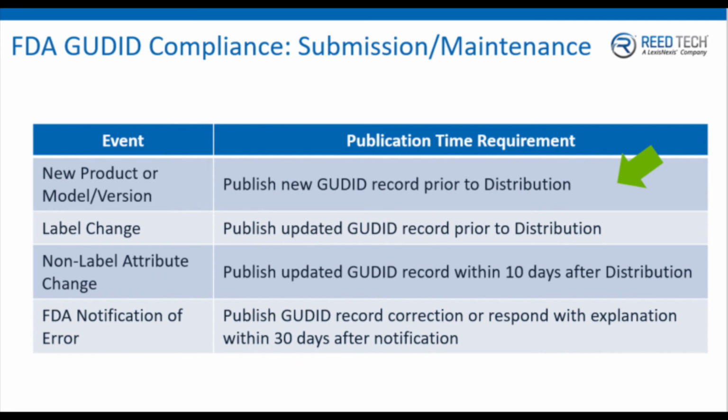Those manufacturers that have already submitted their portfolio and have a lot of records in the FDA, a couple words about maintenance. In the event that you have a new version or model of that particular product, you do need to publish a new record to the GUDID prior to distribution. If there's a change to the label values, then you need to, again, submit those updates to the FDA GUDID prior to distribution. If there's an attribute that is not on the label, then you have a grace period of 10 days after your distribution to make sure that the GUDID database is updated.